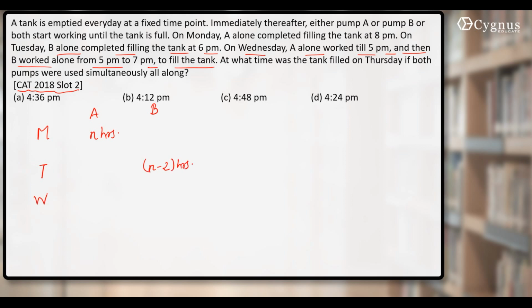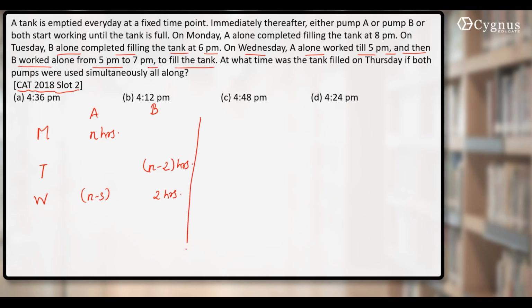On Wednesday, both the taps will be working. A alone worked till 5 pm. Normally, on Monday, A was working till 8 pm, but today A alone worked till 5 pm. That means A will work for N minus 3 hours. And then B alone works from 5 pm to 7 pm. That means B will work for 2 hours. Fine. At what time was the tank filled on Thursday if both pumps were used simultaneously all along? So before that, we'll have to find the value of N.